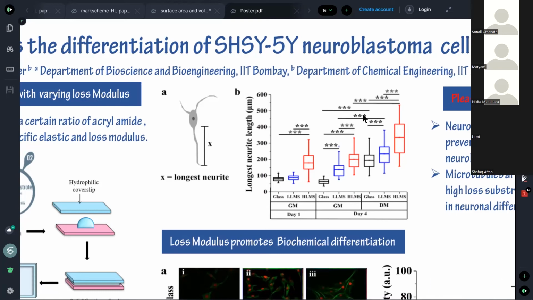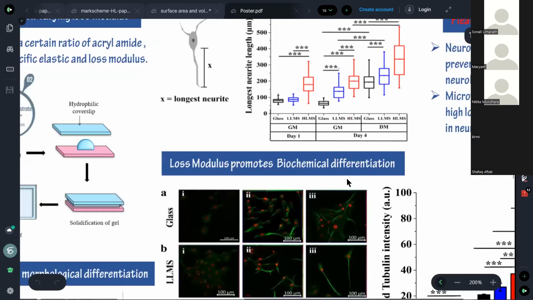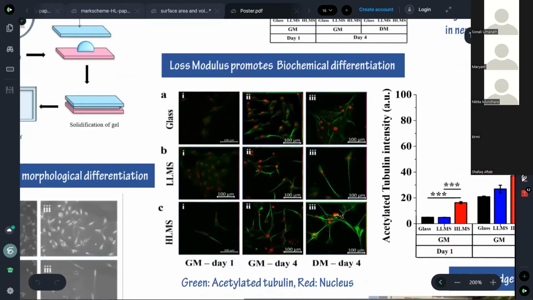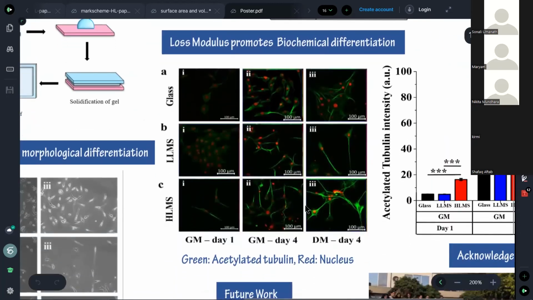Now, this was a sort of morphological analysis, because whatever you see in the phase images was the morphological analysis. Now we look for the biochemical impact. This study was done through immunofluorescence, and acetylated tubulin is a marker for differentiation. So the more differentiated the cells, the more acetylated tubulin you will see. So these were the control, day one. In day one itself, we see the HLMS having some amount of acetylated tubulin, with cells getting differentiated.